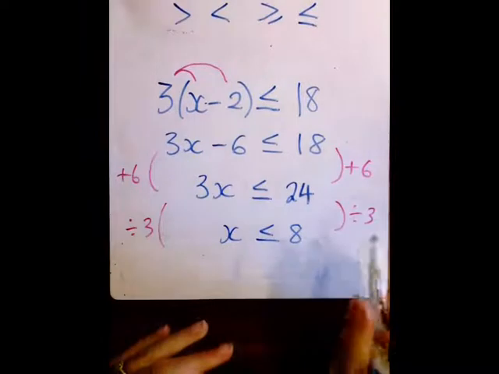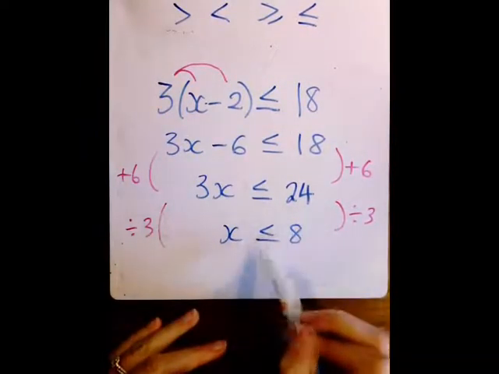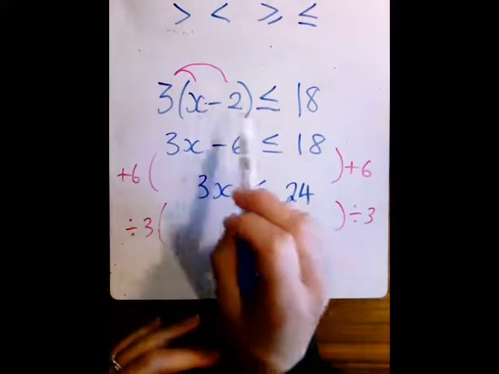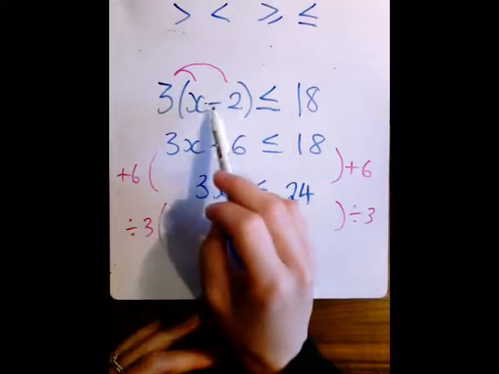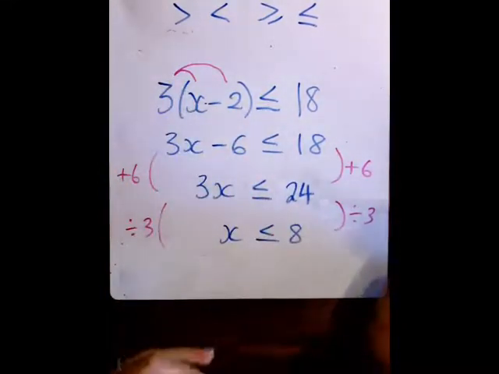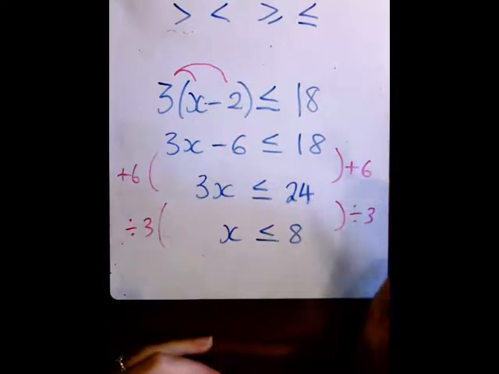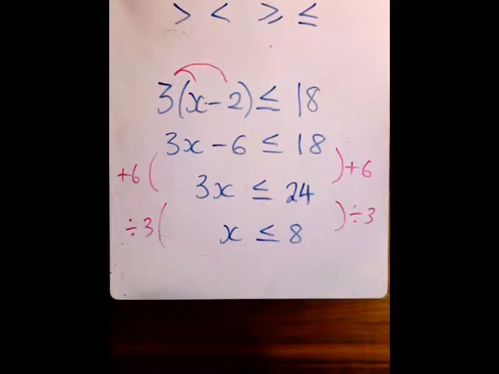And again, you could test it to see if it's true. So something smaller than 8, I don't know, maybe 5. So if we put 5 in the bracket there, 5 take away 2 is 3. 3 times 3 would be 9, which is less than 18. So that does work. So it is good to try and check your answers as you do this.